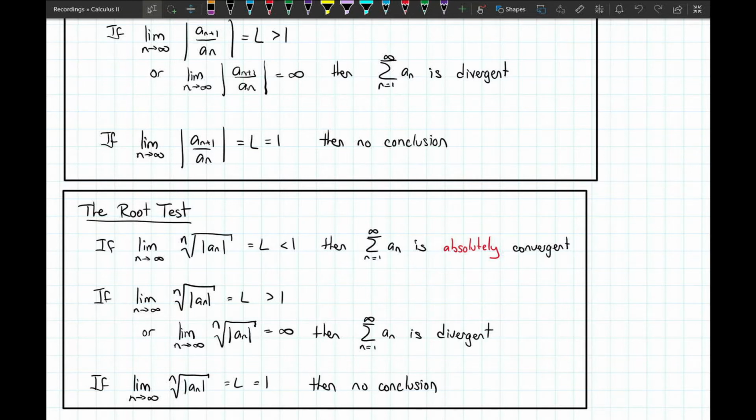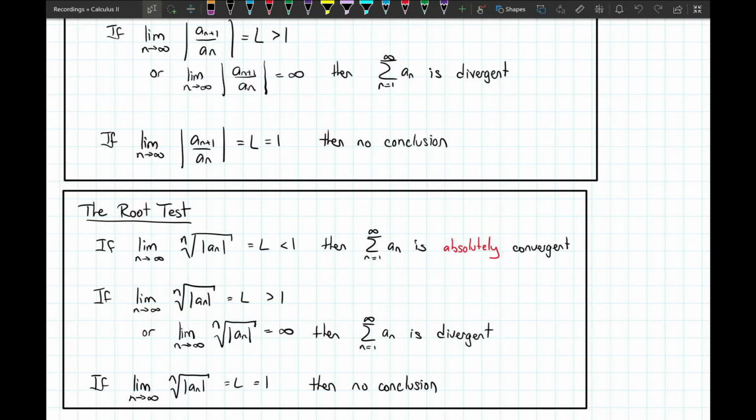If that limit exists and it's less than 1, then it's absolutely convergent. If the limit exists but is greater than 1, or if this limit approaches infinity, then we have a divergent series. And unfortunately, once again, even sometimes the root test is not going to give you an answer. If this limit equals 1, then we have no conclusion.